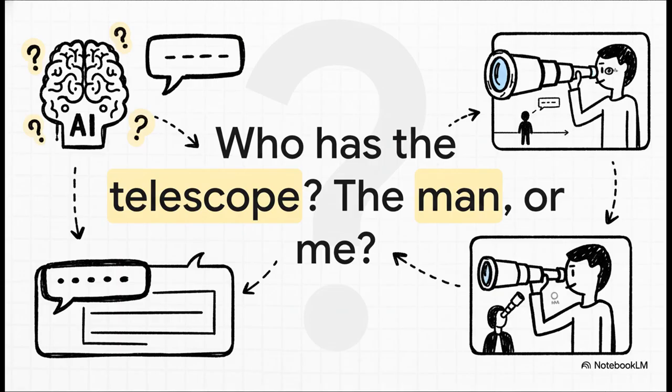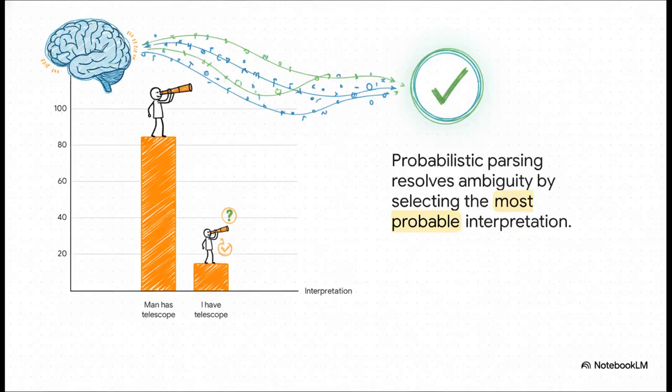Was I looking through a telescope to see the man? Or did I see a man who just happened to be holding a telescope? How in the world does an AI figure out which one I meant? Well, it does something really clever.